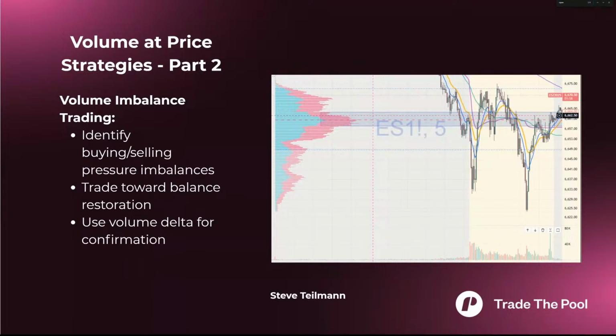So moving on here, talking about volume imbalances and how to trade them. So basically, we're talking about how to identify buying and selling pressure imbalances and what those look like. And essentially what happens is that once we have this high volume node that's starting to form, and we see moves away from it, especially moves that are past the value area low.